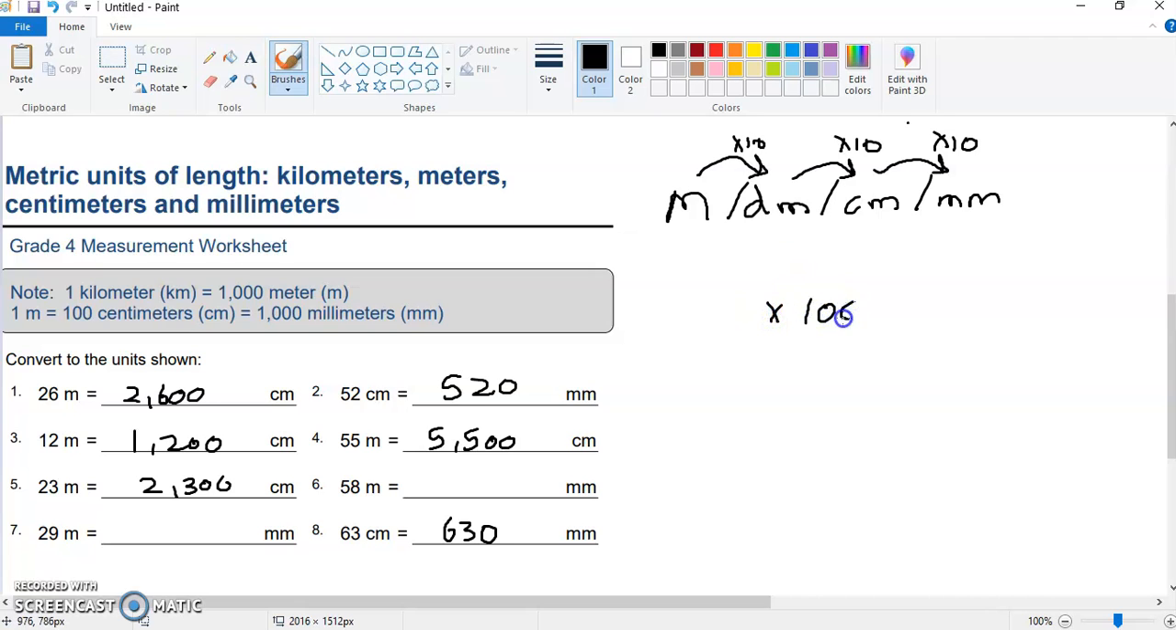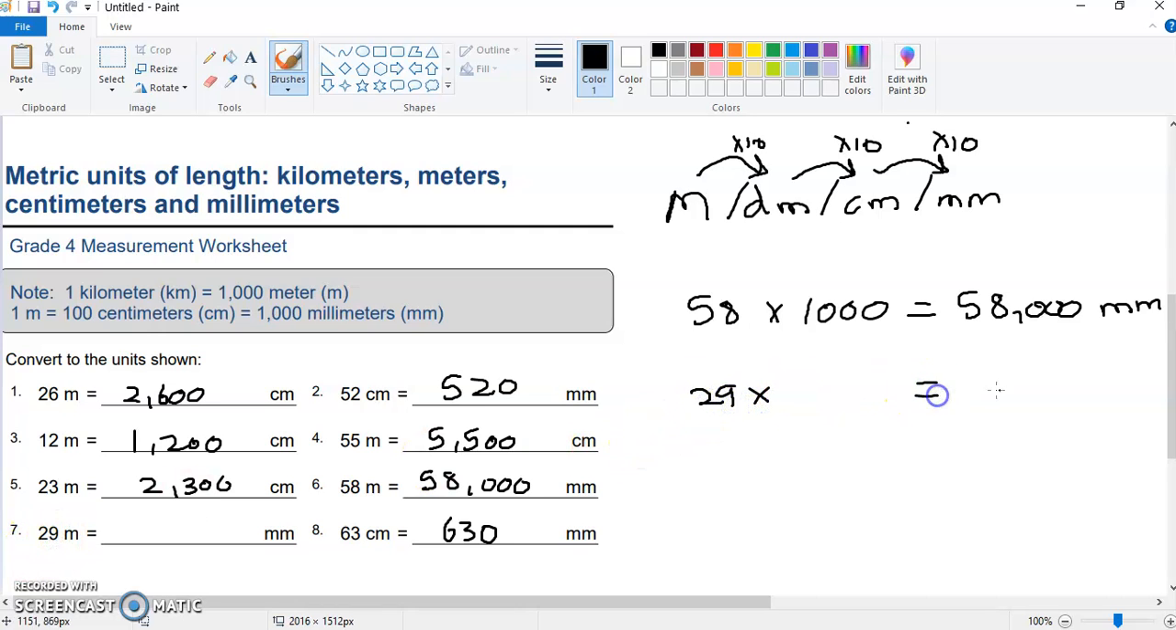So whatever you get, you multiply times 1,000. So if you have 58 meters, you just multiply that times 1,000. So it's 58 times 1 plus 3 zeros. That's how many millimeters it is. So you would get 58,000 millimeters. Now the next one says 29 of those meters, and you want to get all the way to millimeters. You multiply times 1,000, so that's 29 with 3 zeros. So 29,000 millimeters. And keep in mind, 29 millimeters is quite tiny, so if you get really large answers, that's okay.